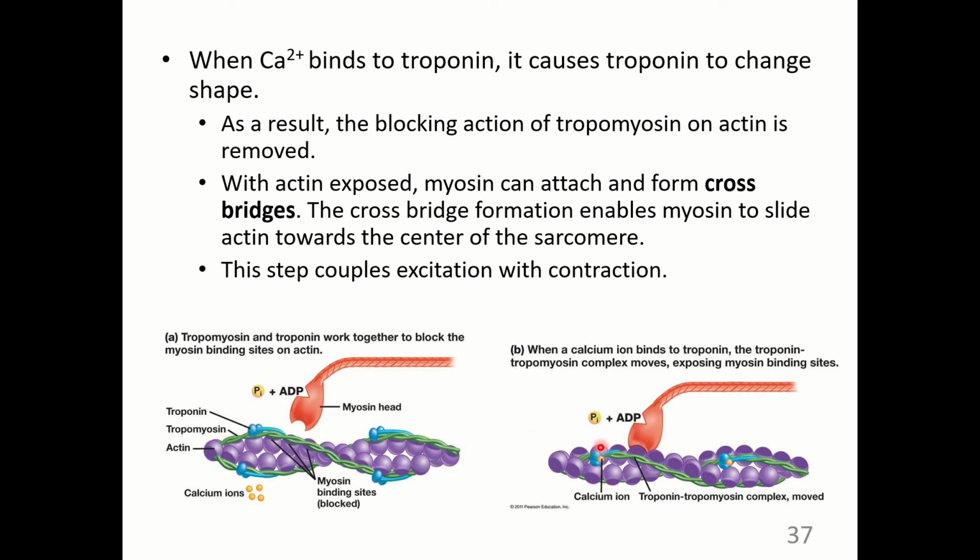Troponin will then change shape, and as it changes shape, it bends laterally, basically, and moves tropomyosin away from the binding sites. Tropo in this case means in the way. So troponin and tropomyosin are in the way of myosin. So when calcium binds to troponin, it changes the shape of troponin and moves tropomyosin out of the way. Now myosin can form a cross bridge, which is the attachment of the myosin to the actin subunit.